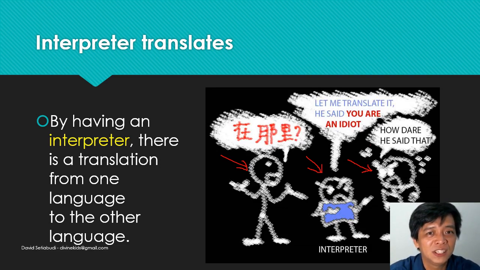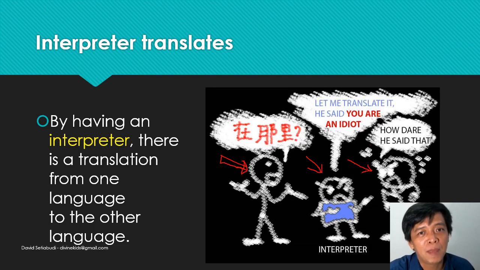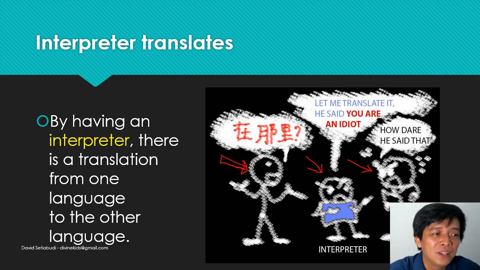The third person is really angry. But actually, the first person said 在哪里 means, where is it? This person is asking, where is it? But this bad interpreter made a bad translation, so the third person is angry. But that's a joke. Okay, but you see the importance of this interpreter. The importance of this interpreter is to translate from one language to the other language.